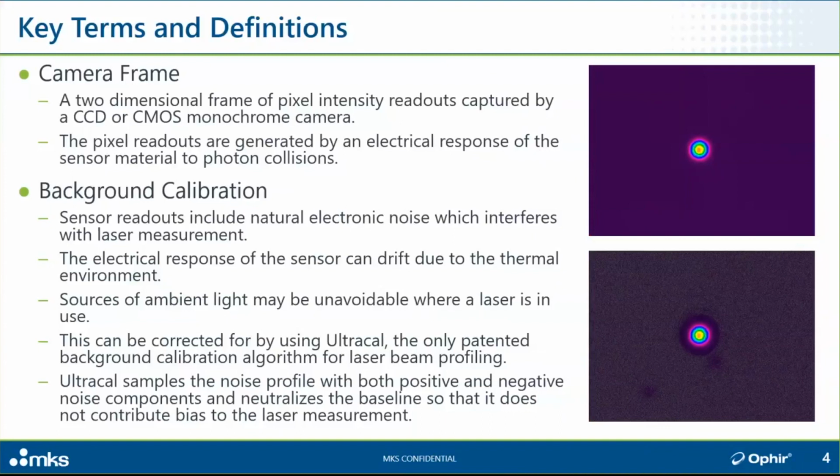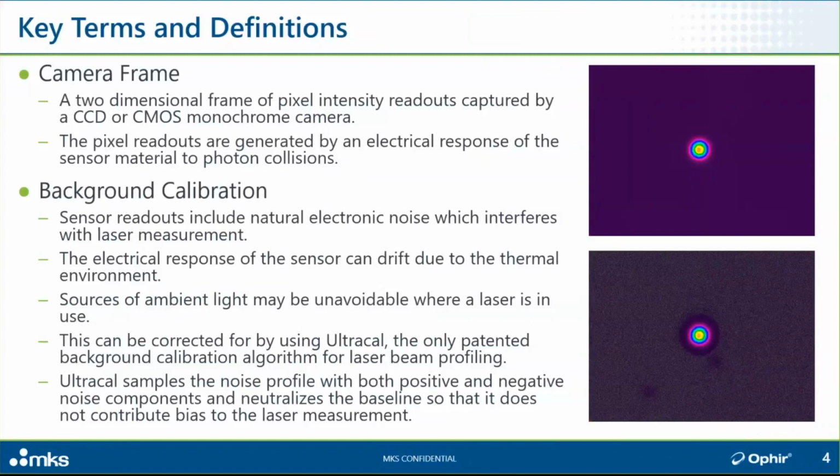Also, if there are sources of ambient light in the environment where it's unavoidable and cannot be removed, you need to be able to calibrate that out as well. Any signal, whether it's thermal or electrical or ambient light, has to get removed, or otherwise it'll bias your measurement. In our BeamGage beam profiler, we offer the UltraCal calibration. This is the only patented background calibration algorithm for laser beam profiling. What UltraCal does is it samples the noise profile, preserving both positive and negative noise components, and then neutralizes the baseline, subtracts that frame out so that it can't contribute any bias.